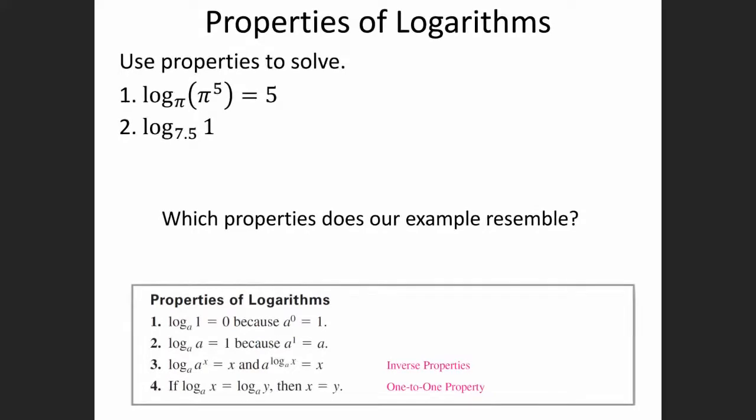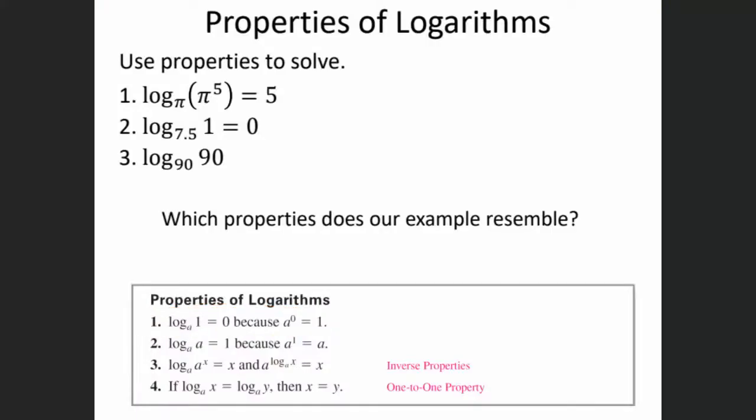Something with a decimal value, log of base 7.5, input 1. What is going to be my answer? Or what property would I use? Hope you all see that we would use the first property, that any base with an input of 1 is going to give me a 0, right? So my answer would be 0. Okay. All right, how about this one?